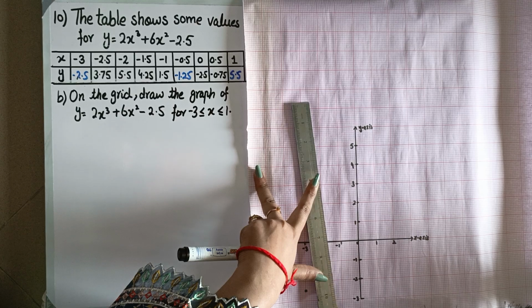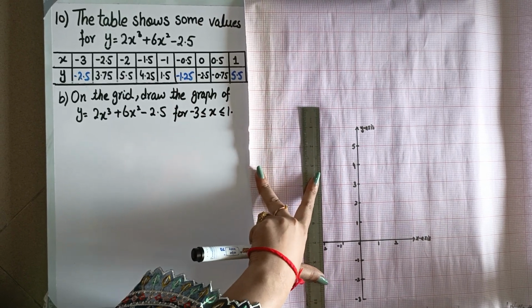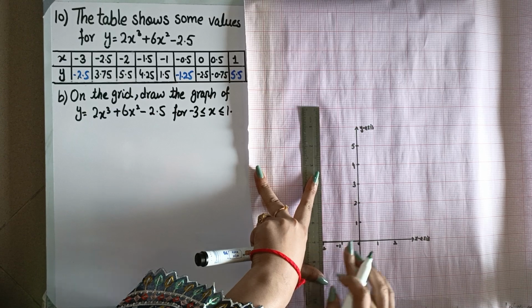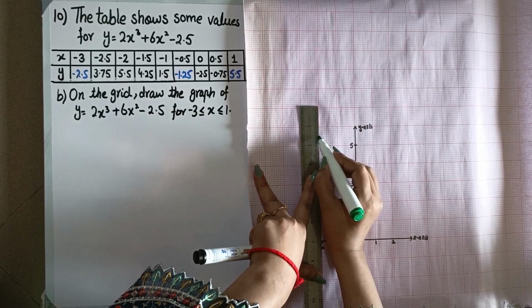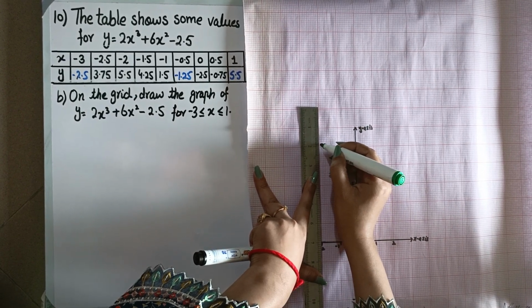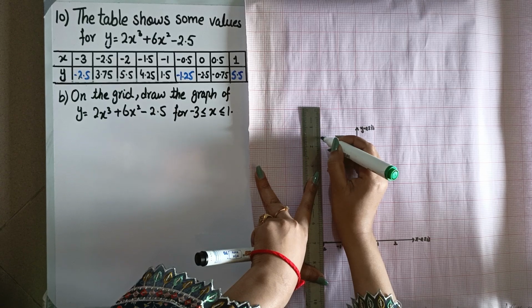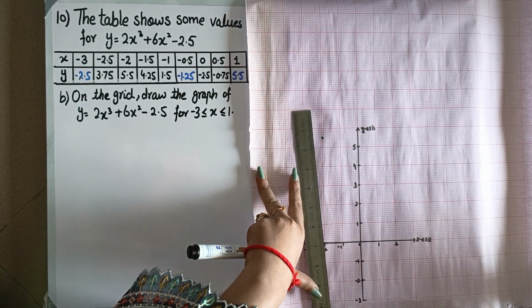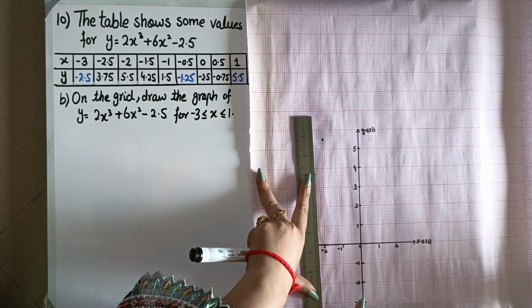The next point will be minus 2, 5.5. This is minus 2. You have to take 5.5. 5.5 will be over here. The point is this one.